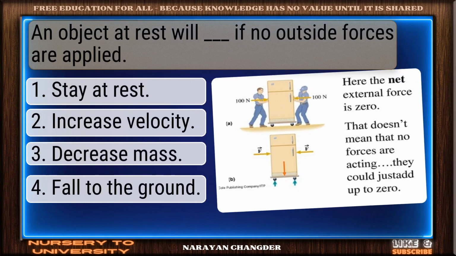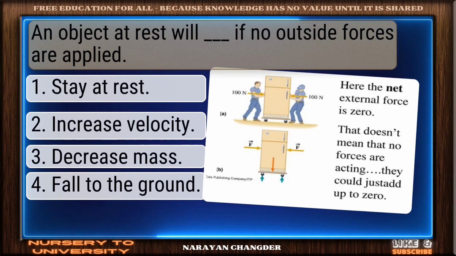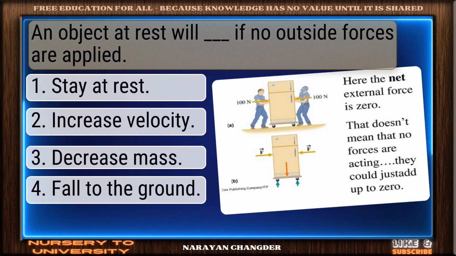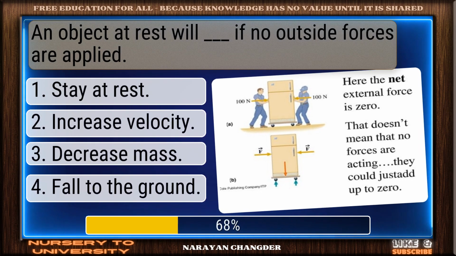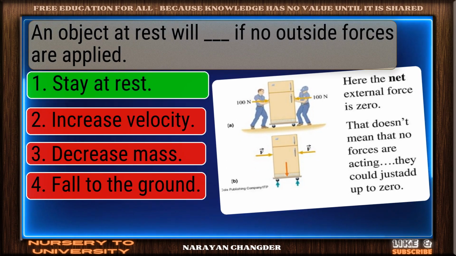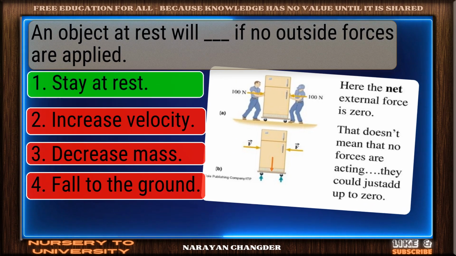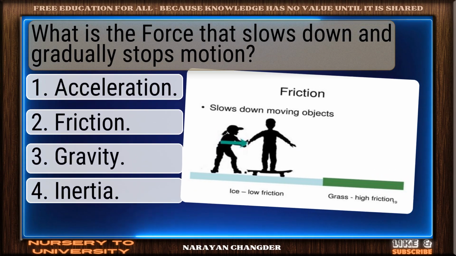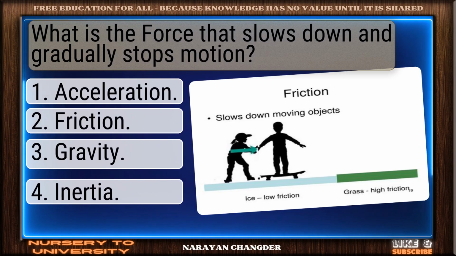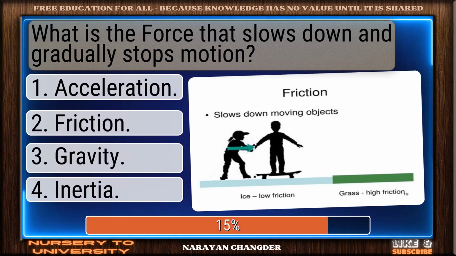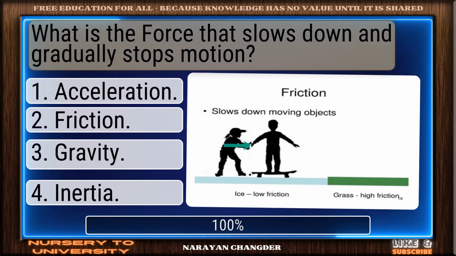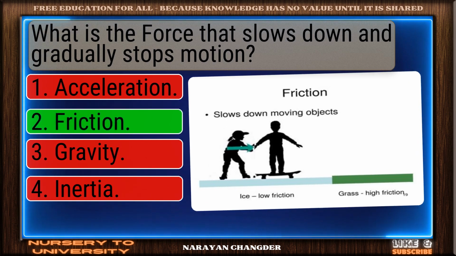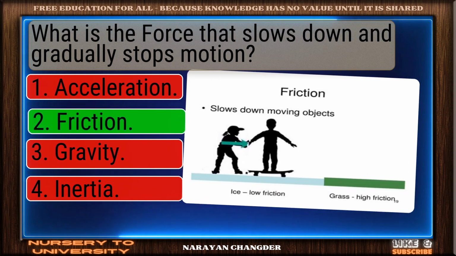Question number 160. An object at rest will dash if no outside forces are applied. Nicely done. Stay at rest is a solid answer. Question number 161. What is the force that slows down and gradually stops motion? Right again. Friction is a valid answer.